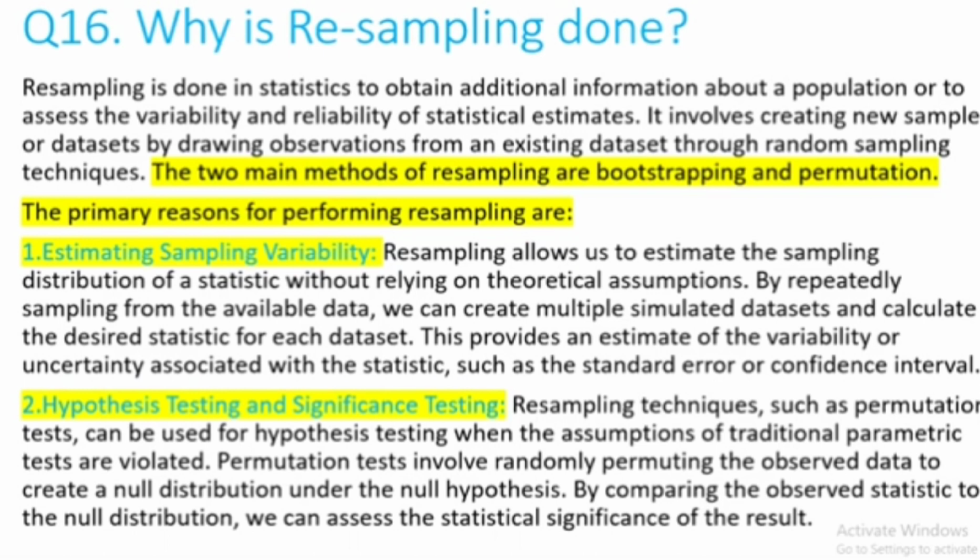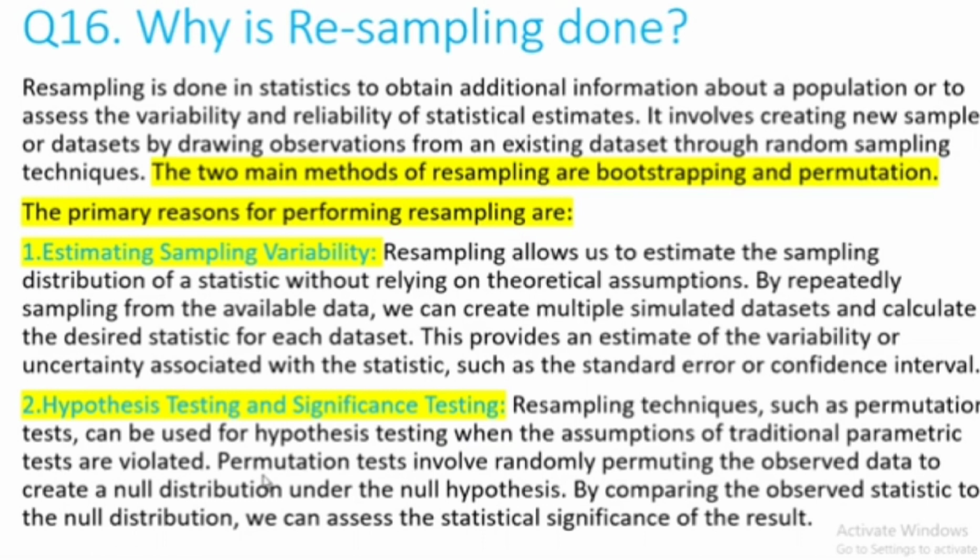The primary reasons for performing resampling are: number 1, estimating sampling variability. Resampling allows us to estimate the sampling distribution of statistics without relying on theoretical assumptions. By repeatedly sampling from the available data, we can create multiple simulated data sets and calculate the desired statistics for each data set. This provides an estimate of variability or uncertainty associated with the statistics, such as standard error or confidence interval.